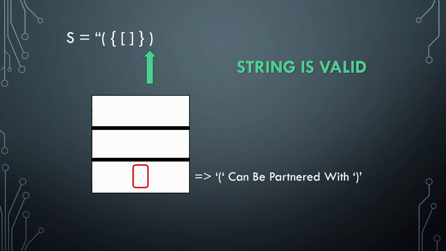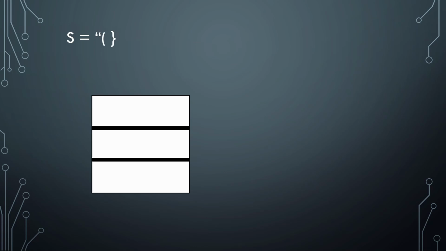Now let us see a couple of scenarios here. If we got this string right here, what will happen? First we will push the opening bracket to our stack, then we'll be greeted by a closing bracket. We will check if the top of the stack can be the correct partner for it. But notice that it isn't, so we'll simply return false.